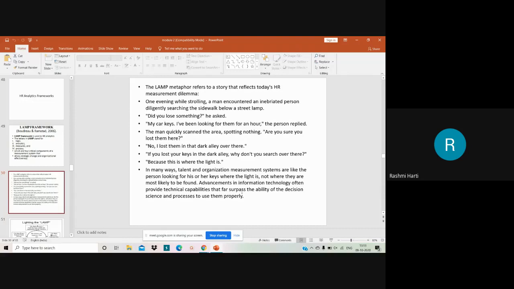the light is." So here, if you could see, in many ways, talent and organizational measurement systems are like the person looking for his or her keys where the light is, not where they are most likely to be found. So advancements in information technology often provide technical capabilities that surpass the ability of the decision science and process to use them properly.